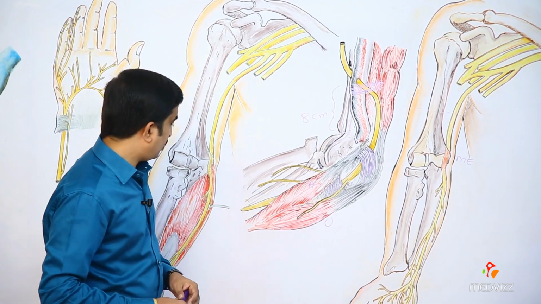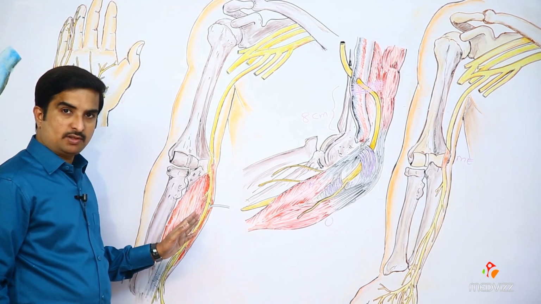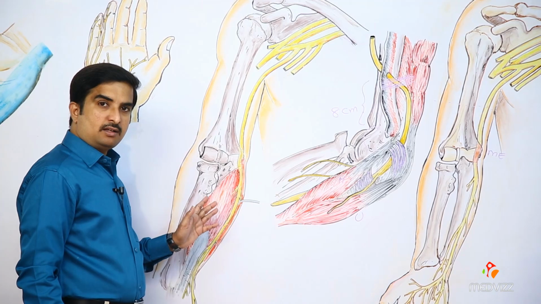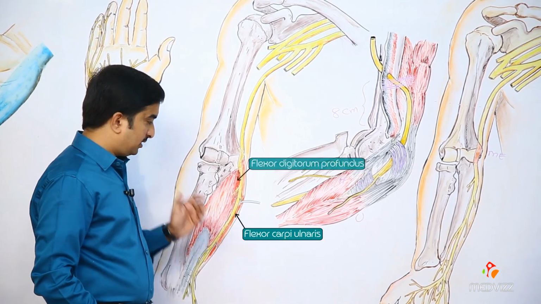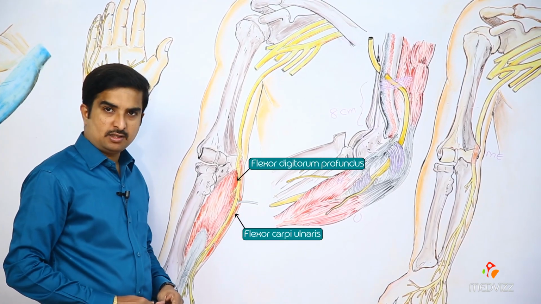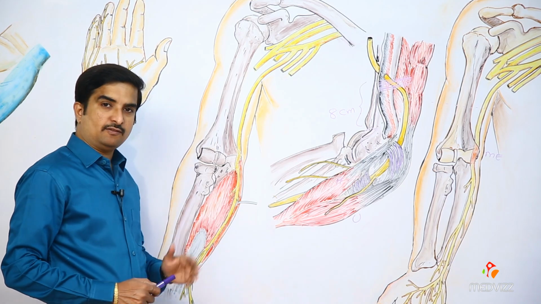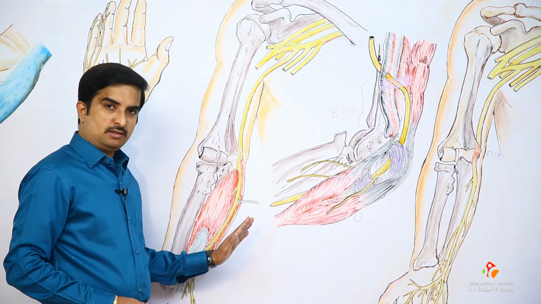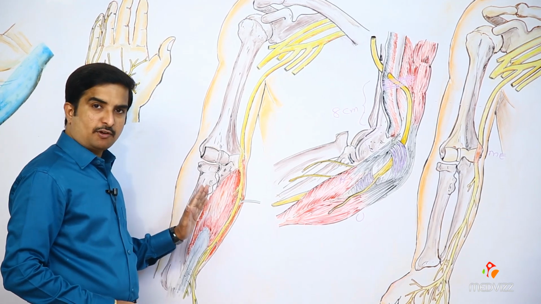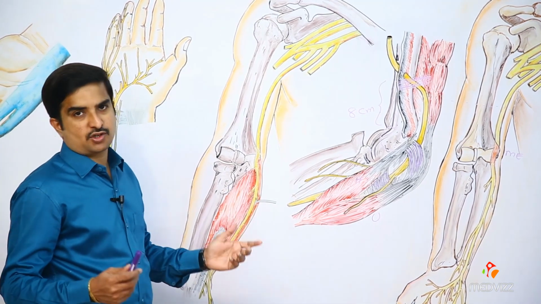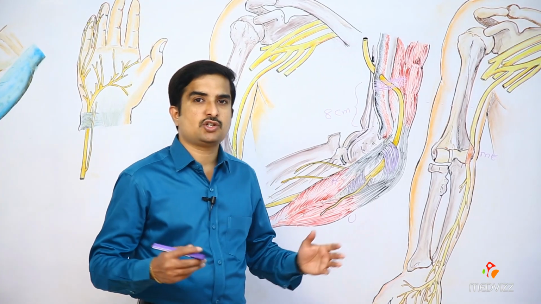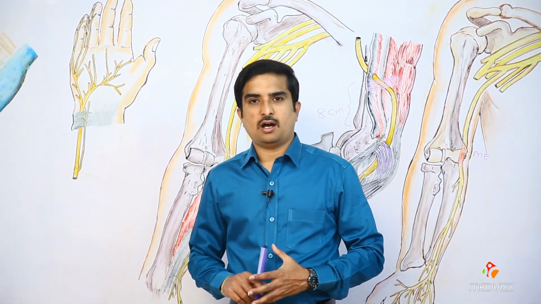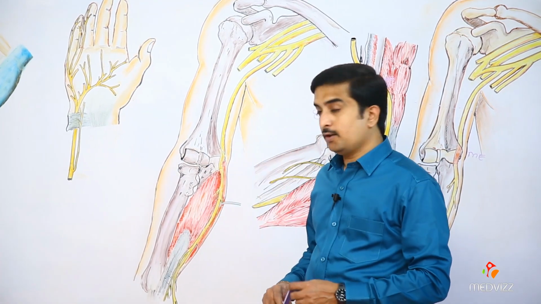So in the forearm, as you can see in this picture, it passes between the flexor carpi ulnaris and flexor digitorum profundus. So on the medial aspect of the forearm, it runs between the flexor carpi ulnaris muscle and the flexor digitorum profundus to reach the wrist. So this is what you need to know about the course of the ulnar nerve in the axilla, arm as well as in the forearm.